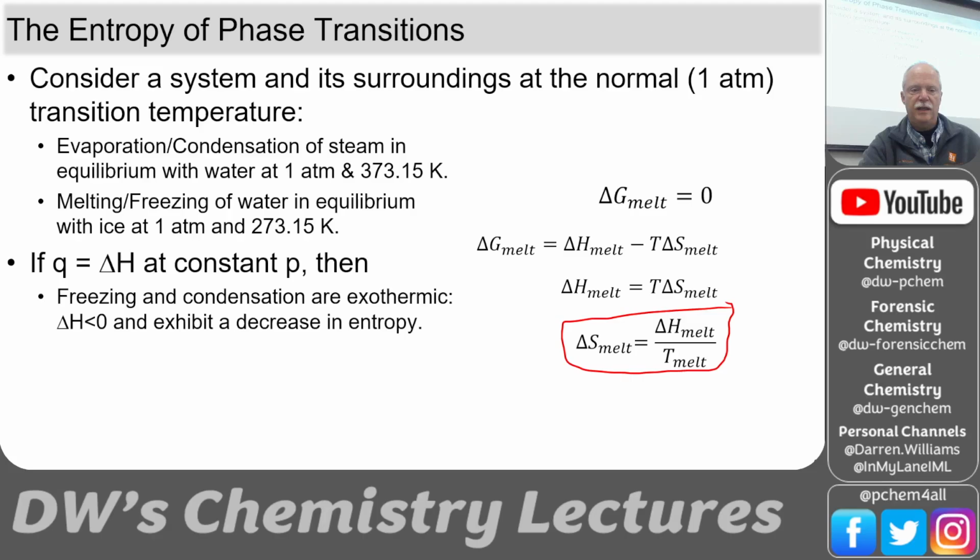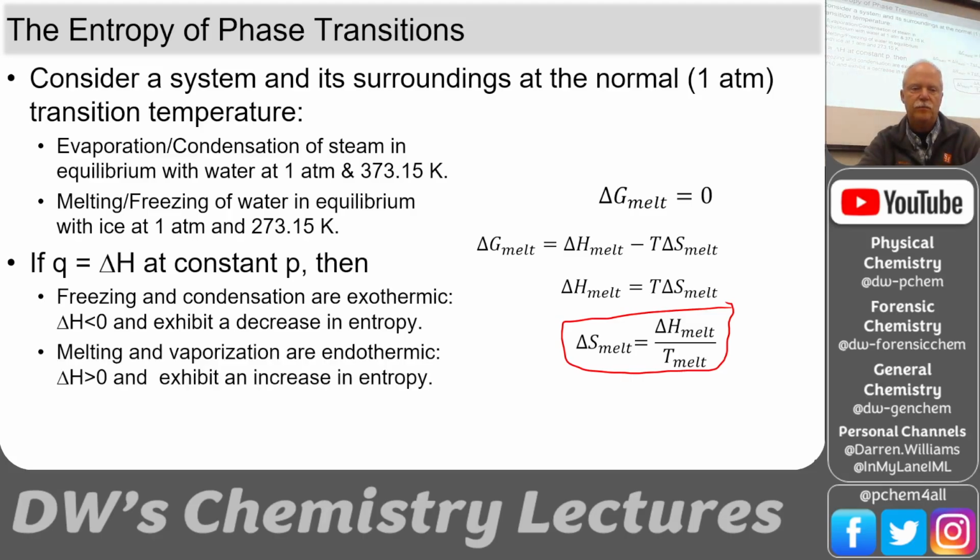And so this freezing and condensation are exothermic, and so they show a decrease in entropy. If we're cooling things down, if we're freezing, we're taking the liquid and making a solid, and that's a decrease in entropy. If we're taking a gas, which has a huge entropy, and consolidating it into a liquid, that's a decrease in entropy. Melting and vaporization are the opposite direction. So since delta H is positive, then we have an increase in entropy.